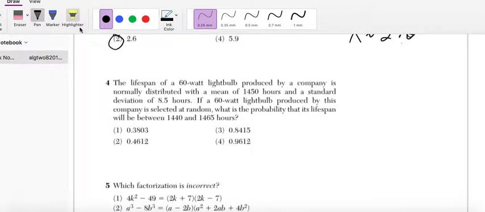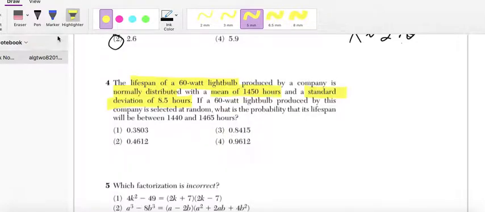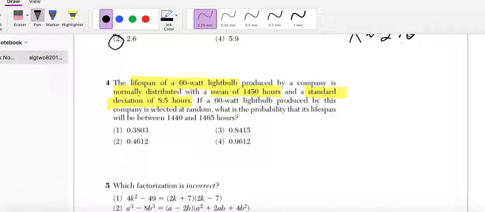So next one. That was just knowing how to use your graphing calculator. There was nothing to do algebraically, that one. That one cannot be done algebraically. So the lifespan of a 60-watt bulb produced by a company is normally distributed with a mean of 1450 hours and a standard deviation of 8.5 hours. Let's write that down. So the mean and standard deviation of all the light bulbs, the mean, you could use this symbol for mean, or you could just write out mean, is 1450 hours, and the standard deviation.